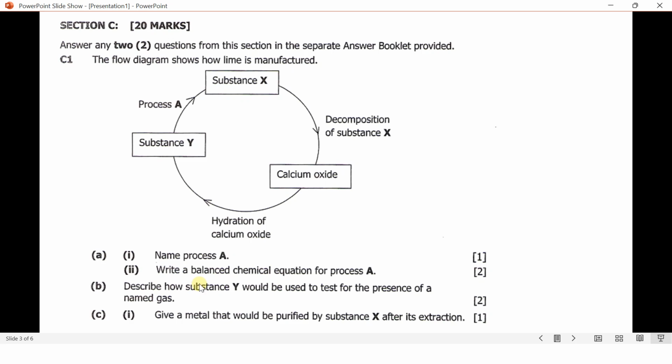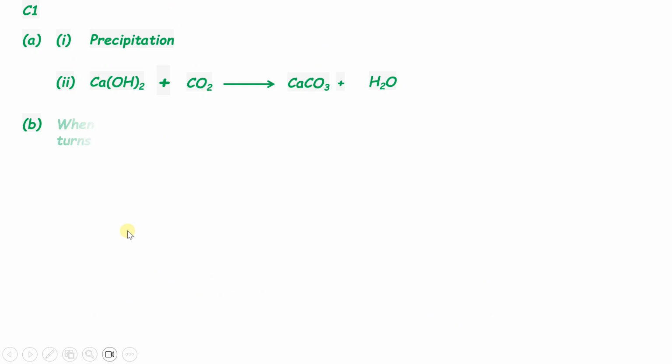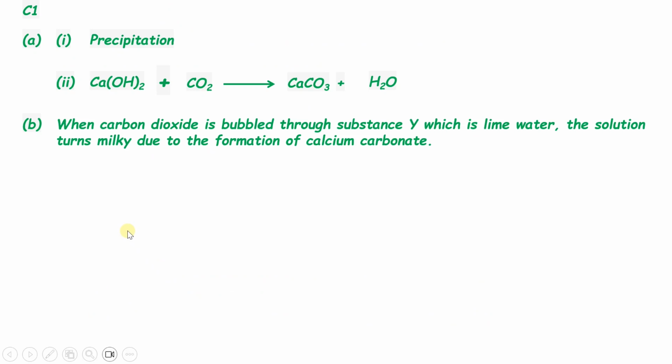Okay, so here this is how you can answer. You can say when carbon dioxide is bubbled through substance Y, which is lime water, the solution turns milky due to the formation of calcium carbonate. So when this is bubbled here, the lime water turns milky due to the formation of calcium carbonate.